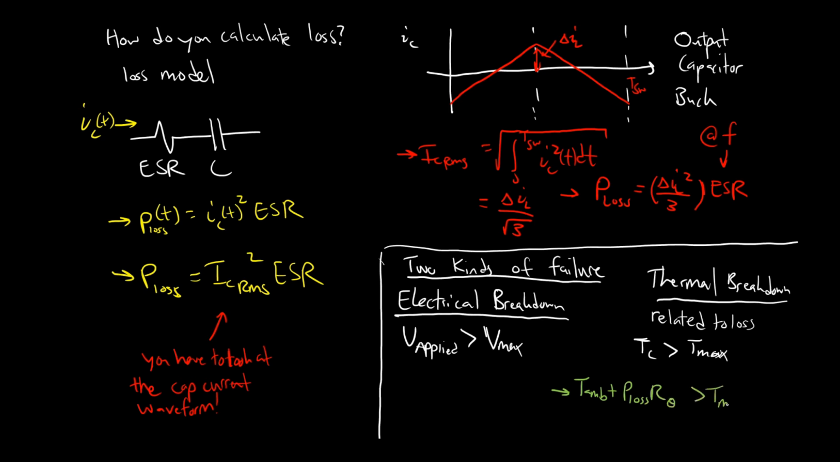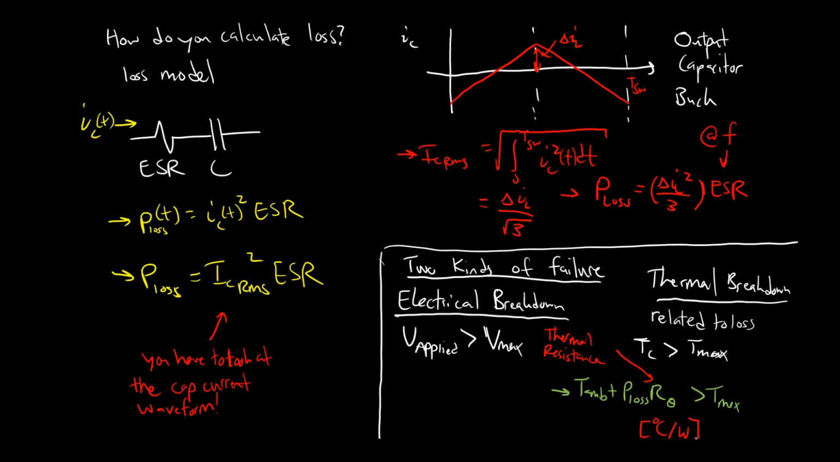So beyond this loss just being important for efficiency, it's also important for in what conditions you can operate the capacitor, right? So this R theta is what's known as the thermal resistance. Different capacitors will have different thermal resistances. And it has units of, well, maybe you can guess, degrees Celsius per watt.